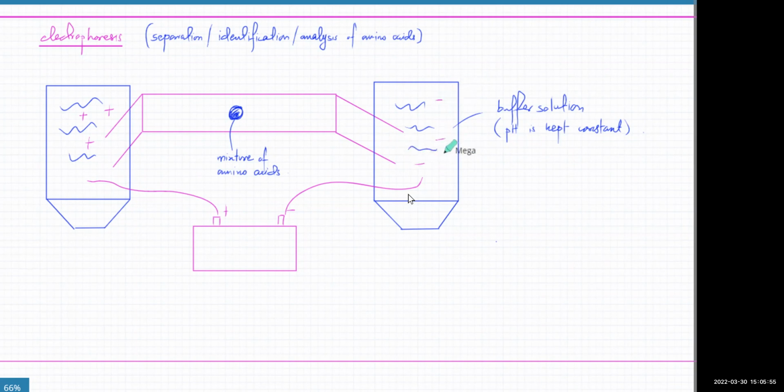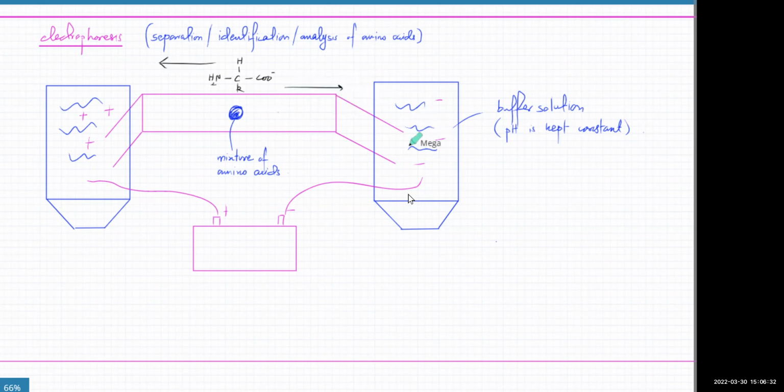Now this amino acid is a zwitterion. So if the amino acid is a negative zwitterion, like this thing turns -1, and there is R. So if it's a negative zwitterion, then it will get attracted to the positive side. Okay, just like electrolysis.